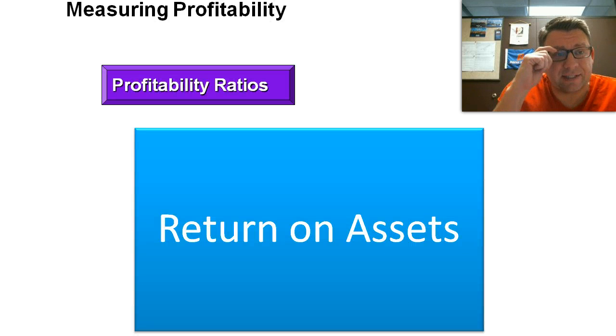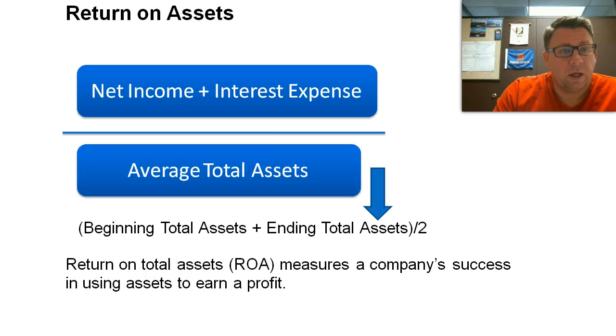So return on assets is a profitability ratio. It's kind of an interesting ratio. The way we calculate this is net income plus interest expense divided by our average total assets. Return on assets, which is sometimes called ROA, measures a company's success in using assets to earn a profit.